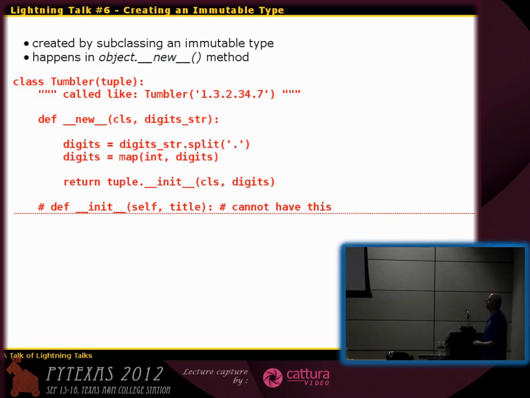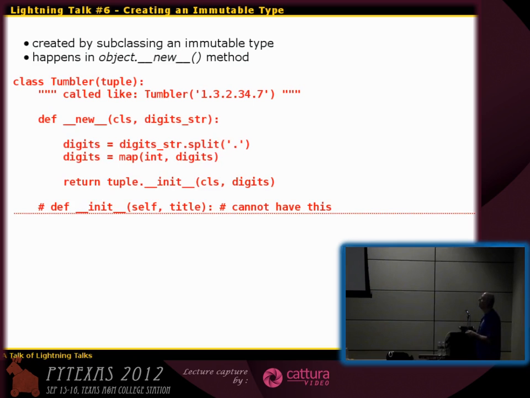And so here we have something I call a tumbler. It basically is a dotted series of numbers. It's like the Dewey Decimal System or the chapters in a book. It's just something I was using in a program one day, and so it seemed to suit a tuple. I wanted to pass in a string and then store that as a tuple of integers.